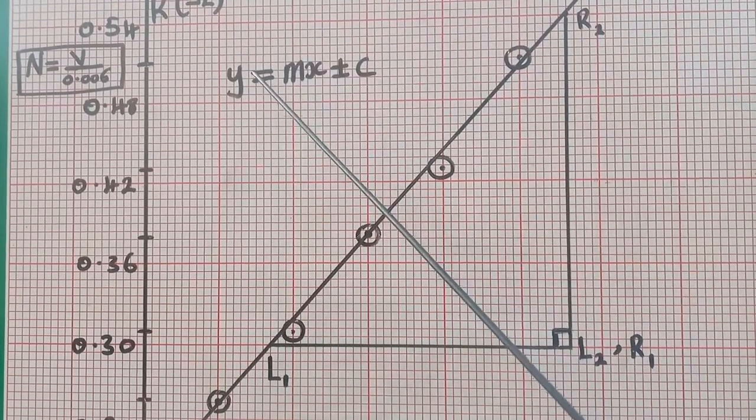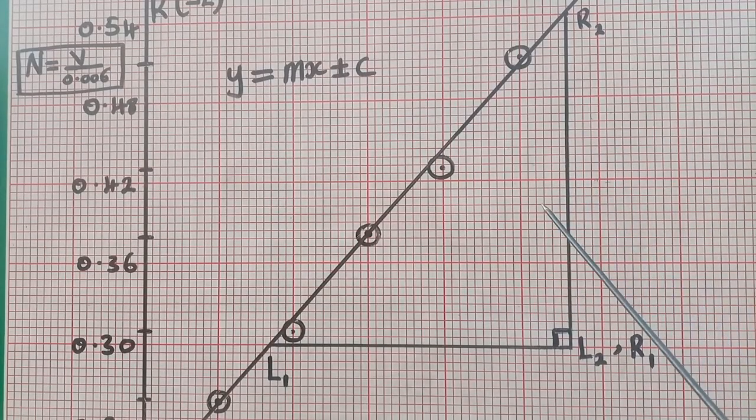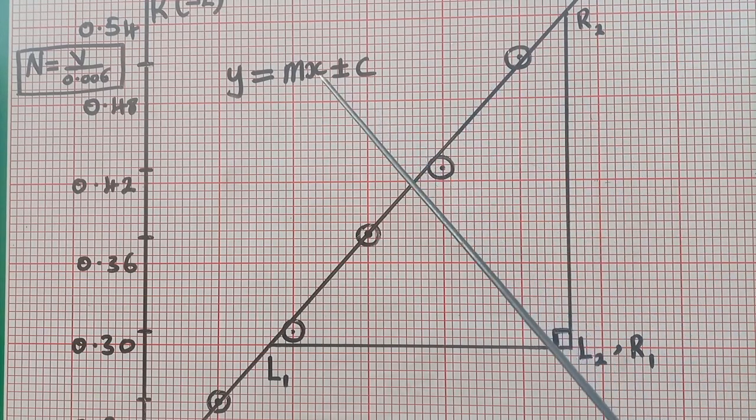It is that y is equal to mx plus or minus c. Do you agree? You should, because this is a straight line graph. For us to see the formula connecting resistance and length, we have to find the slope, which is m, and find the vertical intercept, which is this c. Let us start with finding the slope.